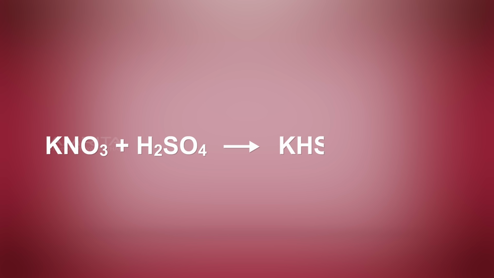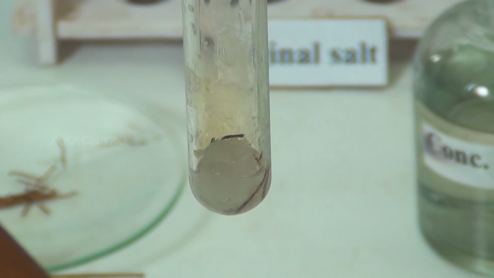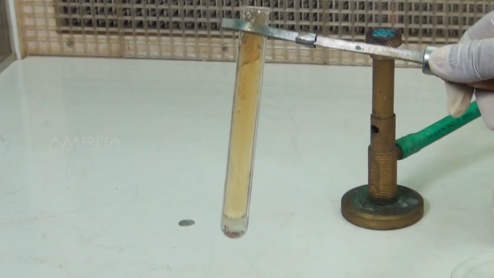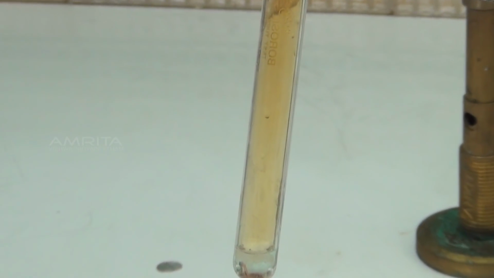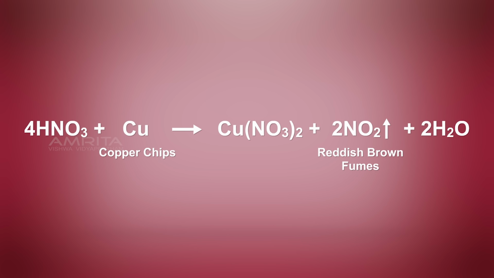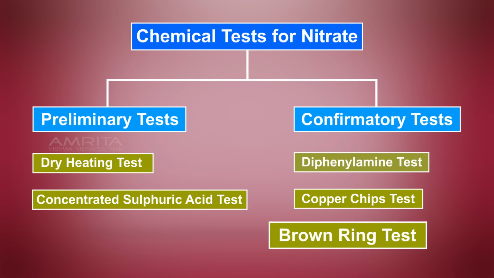Nitrate reacts with concentrated sulfuric acid to form vapors of nitric acid. Now, add a few copper chips and heat the test tube over the Bunsen burner. Copper chips react with nitric acid to form reddish-brown fumes of nitrogen dioxide. Brown ring test.